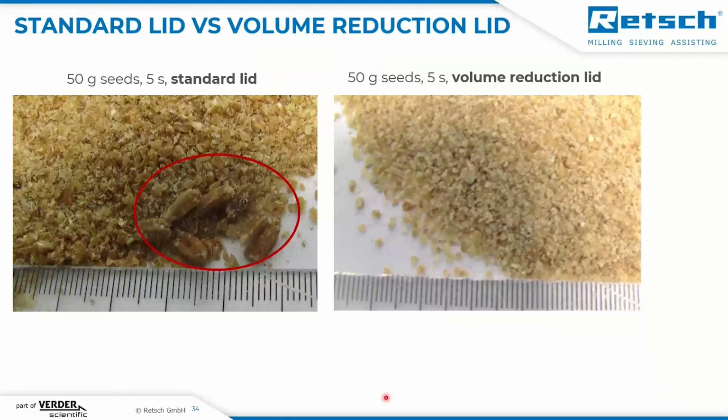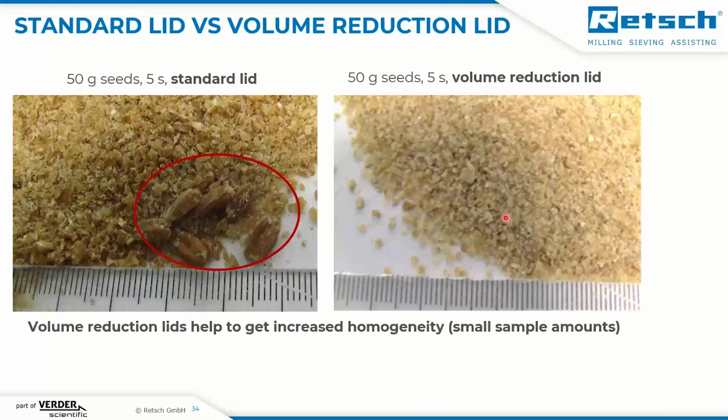manually with a spoon. And just to give you this example in a more detailed way with the standard lid and the volume reduction lid. Here we have just 50 gram seeds, 5 seconds, ground with the standard lid, and you see there are leftovers, unground sample because it was not hit by the knife. It was just flying above somewhere in the grinding chamber. And with the volume reduction lid, you reduce the volume, you reduce the option to escape from the knife, and it's hit more efficiently, and all the residues are gone. So again, an example: with the correct choice of equipment, you can greatly influence the homogeneity.